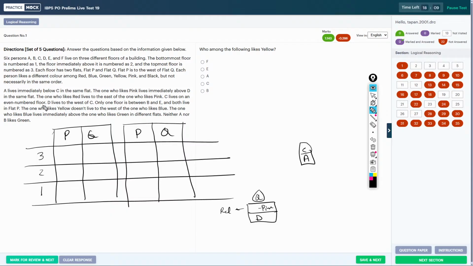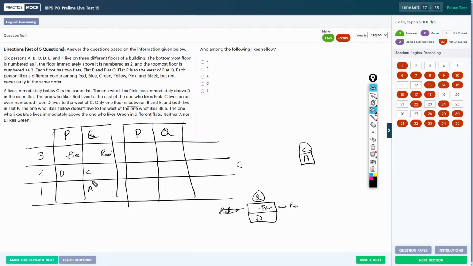C lives on an even number floor. Okay, C here or here. D lives to the west of C. That means C is here, D is here. How is it possible? D lives to the west of C, and the one who likes red lives to the east of pink. Okay. So pink here, red here, C here, A here.